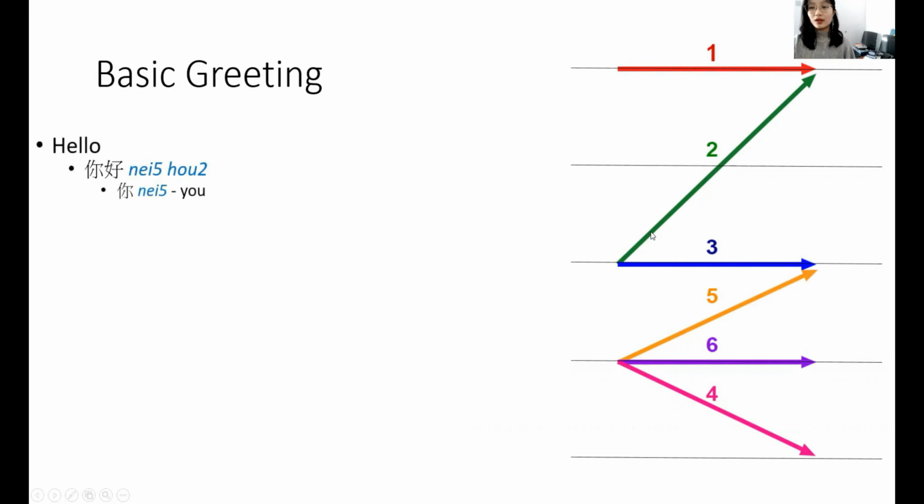So to begin with, you've got the most basic hello, 你好. 你 means you, 好 means good. Essentially, hello literally means you good. A note though here, this N, a lot of the times you see this in the Jyutping system, it says N, but it's pronounced more of an L sound. Yeah, like an L sound.